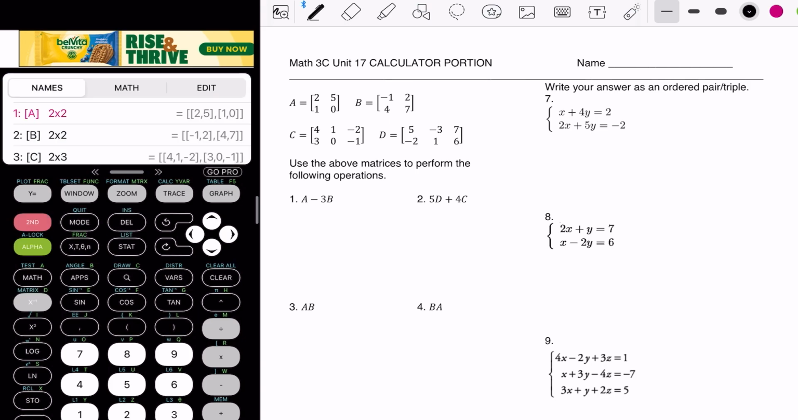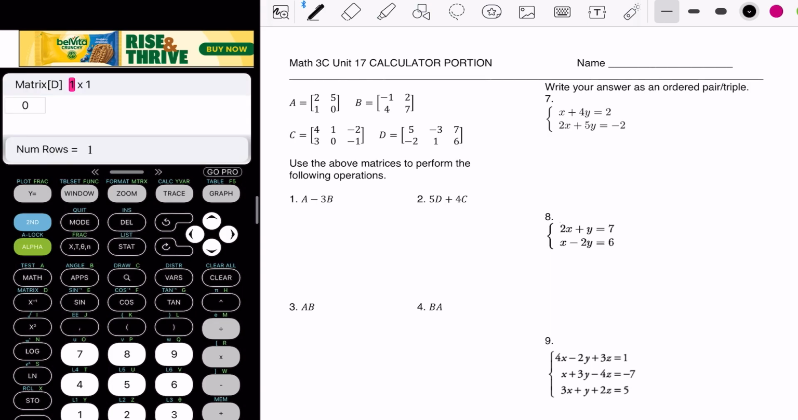And same thing for matrix D. You've got to scroll over to edit to be able to enter it. And that is a 2 by 3 also. 5, negative 3, 7, negative 2, 1, and 6. And then I'm going to get back to the home screen by hitting second mode. And then what I'm going to do from there is I'm just going to type these in.